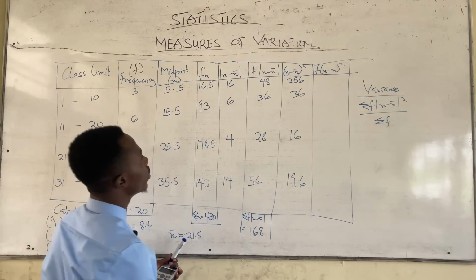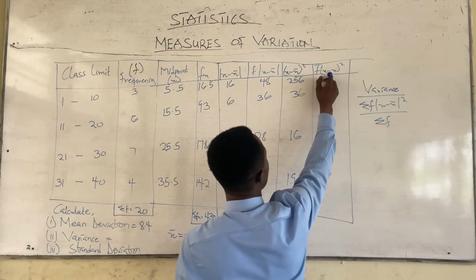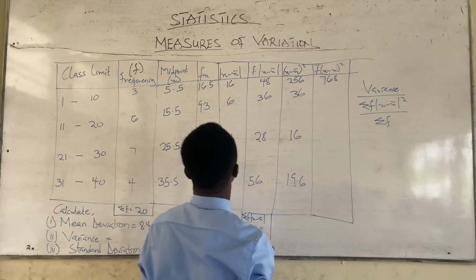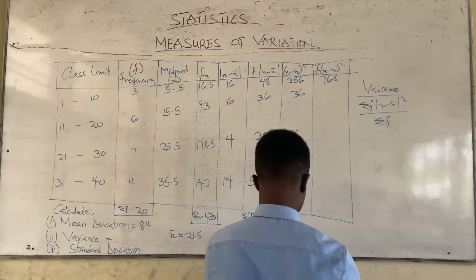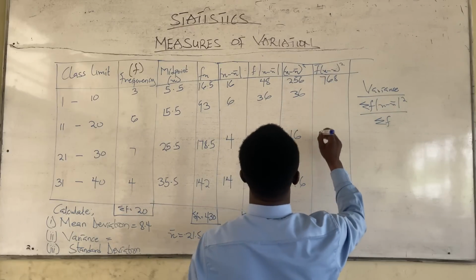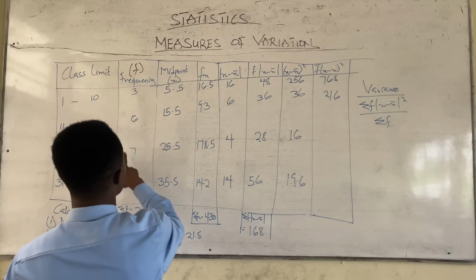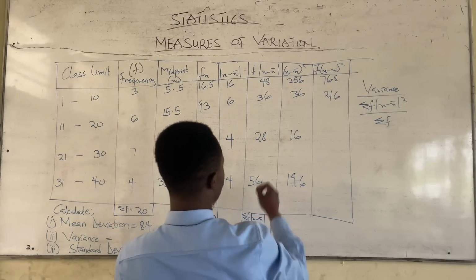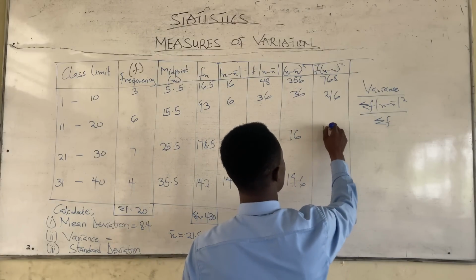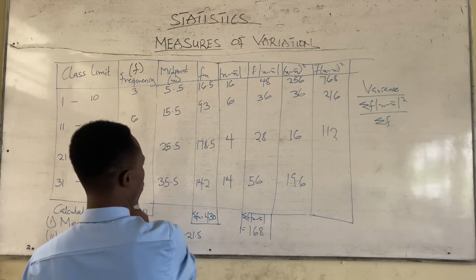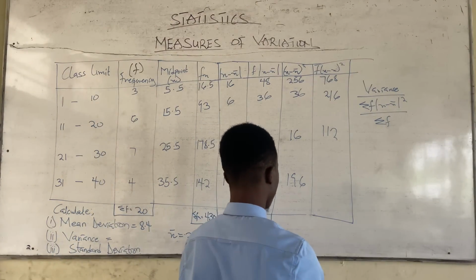This deviation squared. So 3 times 256 will give us 768. Okay. Then we have 6 times 36, which will also give us 216. Then we have 7 multiplying 16, which is 112. Then we have 4 multiplying 196, which is 784.